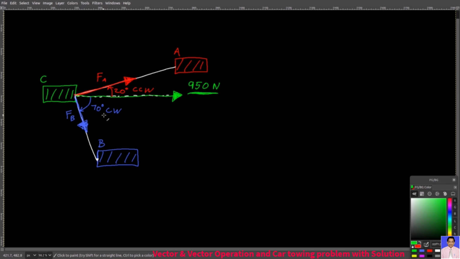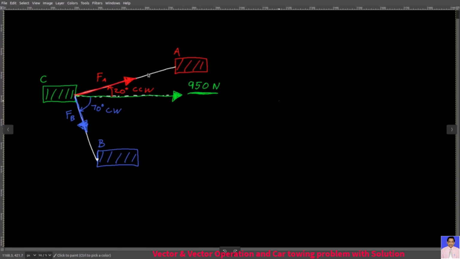Thank you very much. Welcome back. So we need to solve this exercise where we have to calculate FA and FB so that this car C would experience a force of 950 newtons along the straight road in the direction of this green arrow. But in order to do so, let's for a moment forget about this exercise and let's learn some basic concepts with which we can solve this exercise later on.